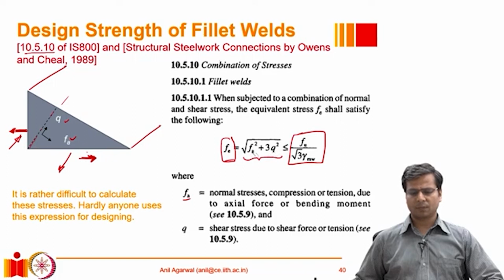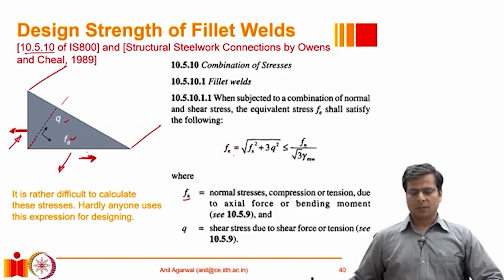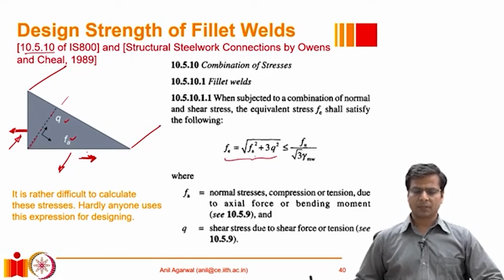But in any case, you calculate the effective stress and then you compare and make sure that this stress remains less than or equal to Fu divided by root 3 divided by gamma w. So this is a method that has been discussed in quite a bit of detail. Various international codes have adopted a similar method, and a lot of discussion is available on this method in the book that I have mentioned here, Structural Steelwork Connections by Owens and Cheal, 1989.